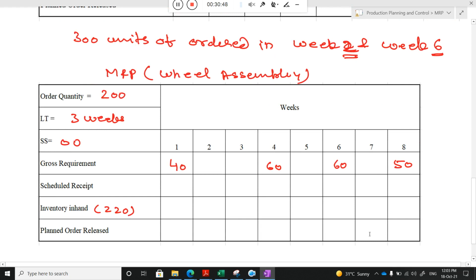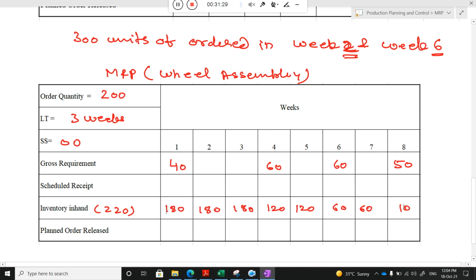Now I will first solve the inventory in hand, the 220 in hand. Can you tell me at week 1 how much inventory remains in my plant? 180. Okay, good. At week 2, 180. Now 120. Now 60. Now 10. Okay, so what is the thing here?